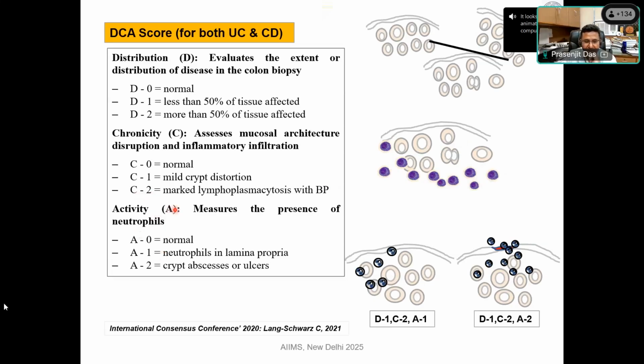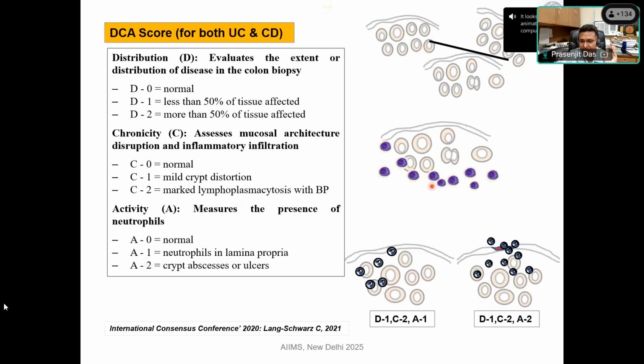And activity means neutrophilic activity. 1 means only a few neutrophils in the lamina propria. 2 means you are identifying either a crypt abscess, or an ulcer or erosion. So crypt abscess, ulcer, erosion, everything has been clubbed together as A2. So it is very easy to do.